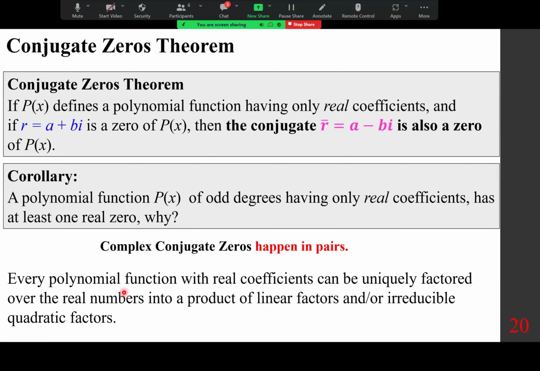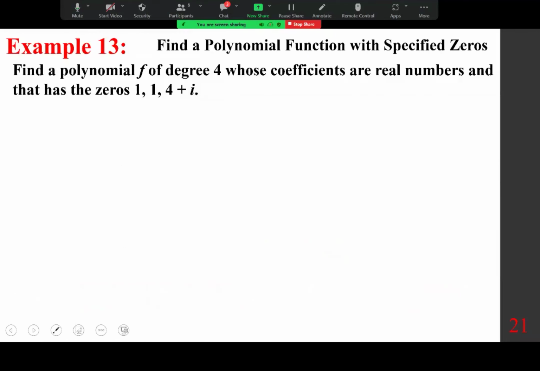That's the reason. Every polynomial function with real coefficients can be uniquely factored over the real numbers into a product of linear factors and/or irreducible quadratic factors. Here's an example. We want to find a polynomial to make some sense out of this. We want to find a polynomial f of degree 4 whose coefficients are real numbers and that has the zeros 1, again 1, and 4 plus i.